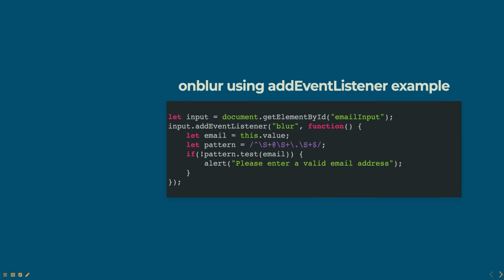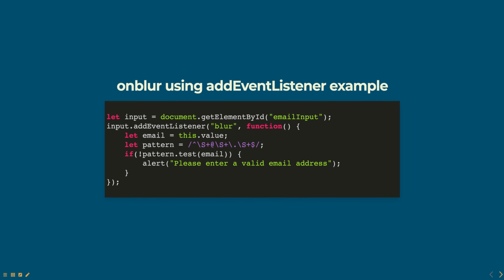You can also use the addEventListener method to attach the event. This code attaches an event listener to the email input field with the ID emailInput, listening for the blur event. When the user taps out of the input field, the function inside the addEventListener method will be called and will check if the value of the input field matches a certain pattern. If not, it will alert the user to enter a valid email address.